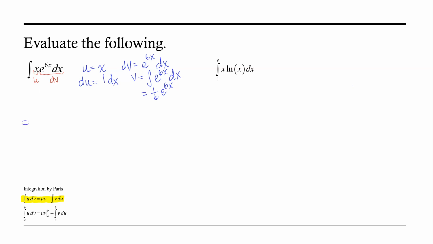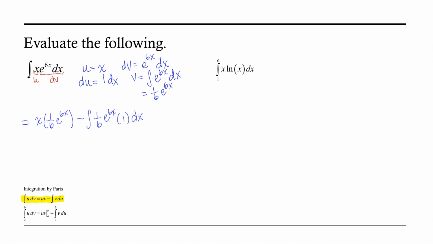So this is going to be equal to u times v. Well, u is x, and v is 1/6 e to the 6x, minus the integral of 1/6 e to the 6x. So that's my v, the integral of v du. Well, my du is 1 times dx.